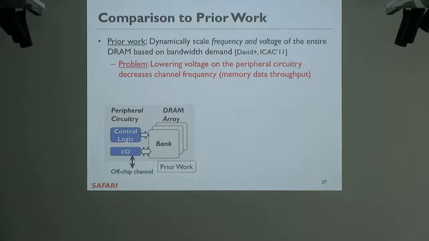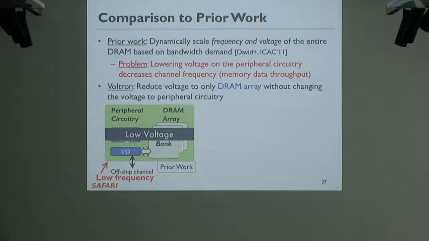Now, one of the downsides of what we had done at that time is essentially you have this off-chip channel, and we lowered the voltage on the peripheral circuitry, which is here basically. And once you lower the voltage here, you actually need to reduce the channel frequency as well, which is not good because that affects your bandwidth.